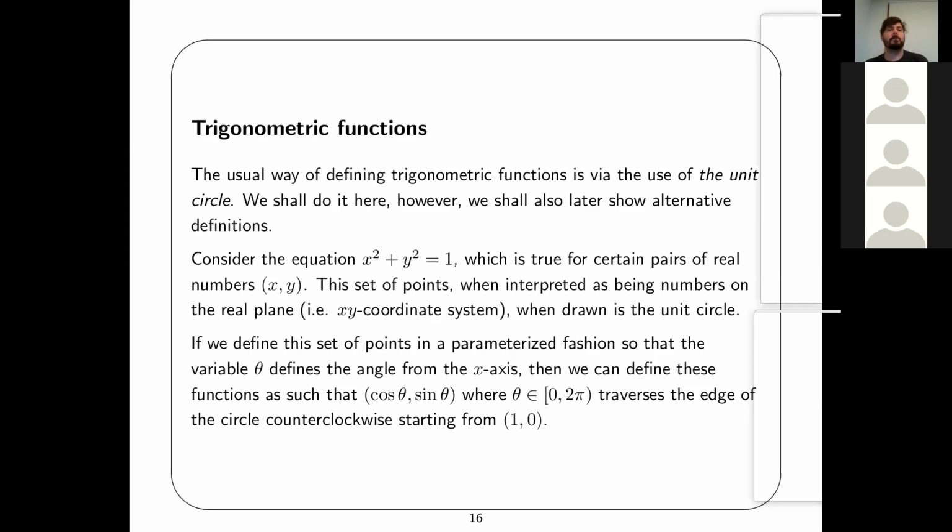Well, here's the important part. I didn't draw a picture here because I'm really bad at drawing pictures. The trigonometric functions. A very common way of defining the trigonometric functions is using the unit circle.